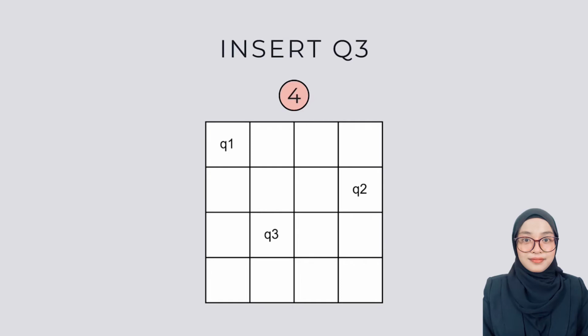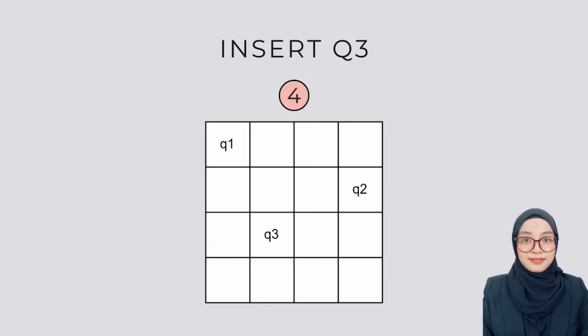Here we cannot insert Q4, because if we insert Q4 at the last row, the first one is row 4, column 1. We cannot insert it here because it is in the same column as Q1 and it is diagonal with Q3. Row 4, column 2 also cannot, because it is under Q3. Same goes with row 4, column 3. It is diagonal with Q3. And then row 4, column 4 also cannot, because it is in the same column as Q2. So here we know that we cannot insert Q4, then we have to do the backtracking.